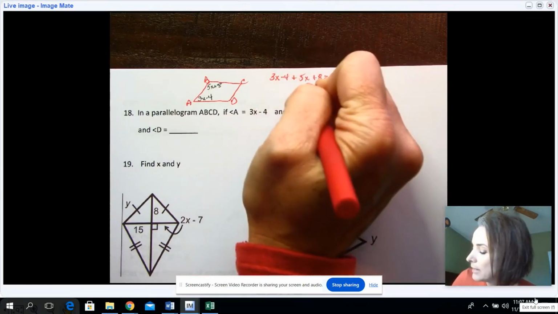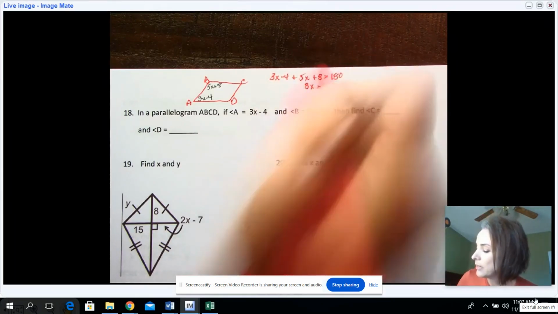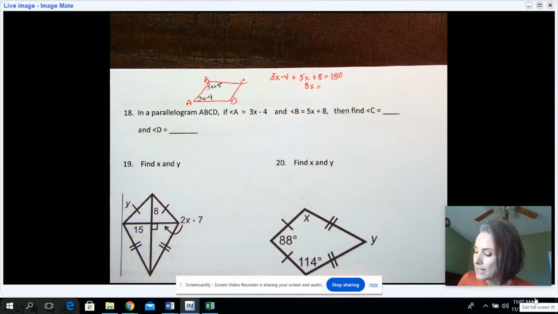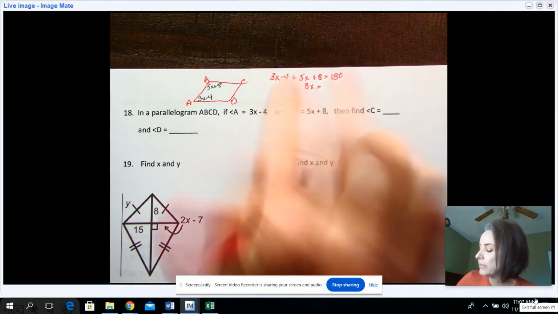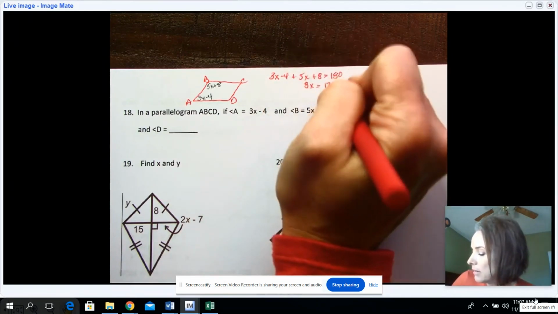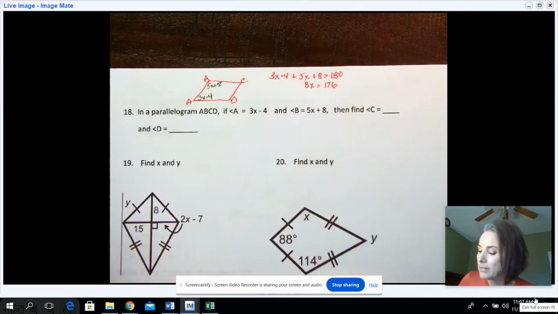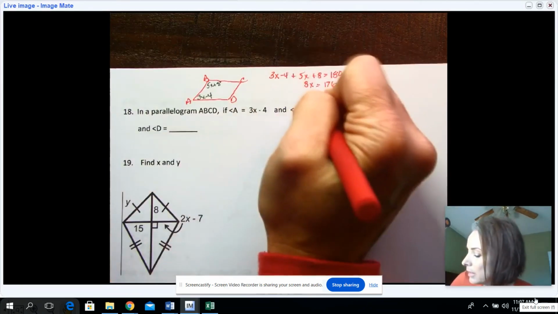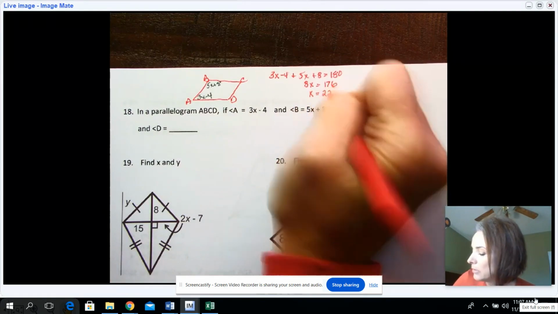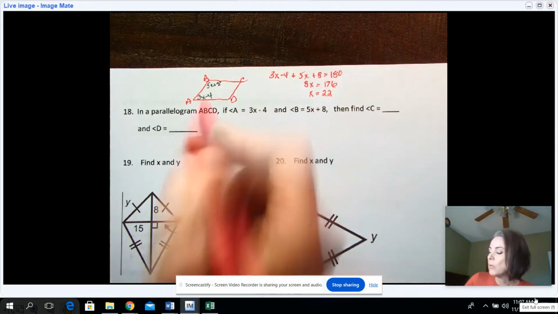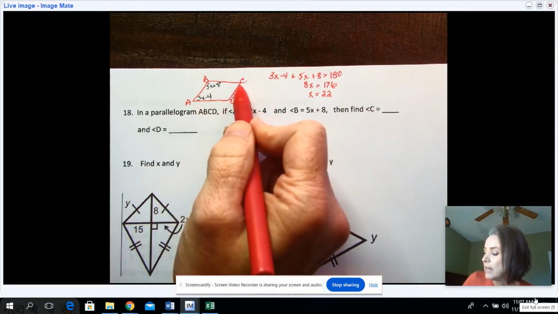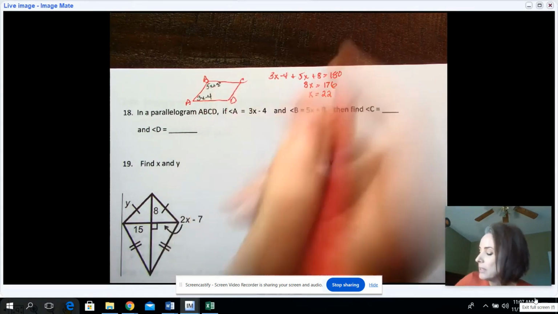3x and 5x is 8x. So now I'm going to say 180 minus 8 plus 4, or I can just say 180 minus 4 is 176. 176 divided by 8 is 22. So x is 22. All right, so they want to know what is angle C and what is angle D. Well, if I know what angle A is, I know angle C. If I know what angle B is, I know what angle D is.